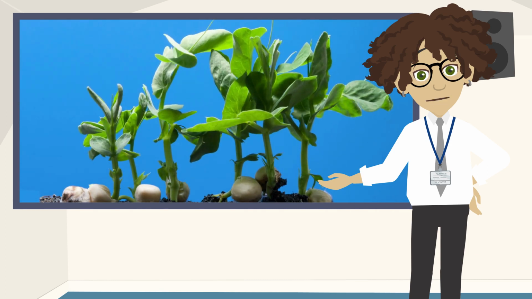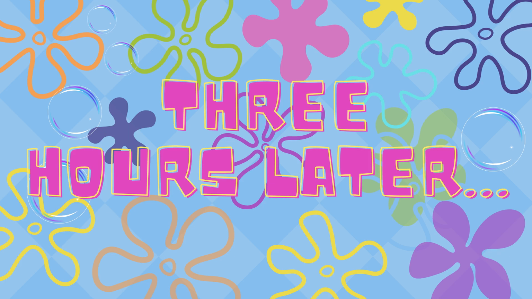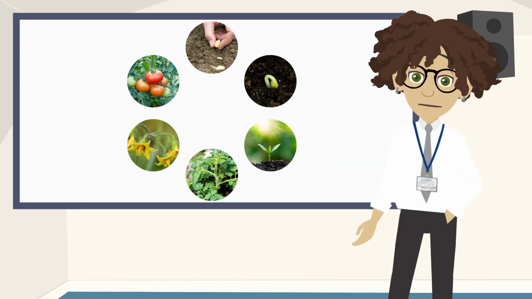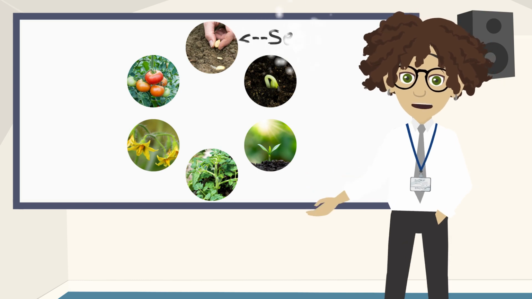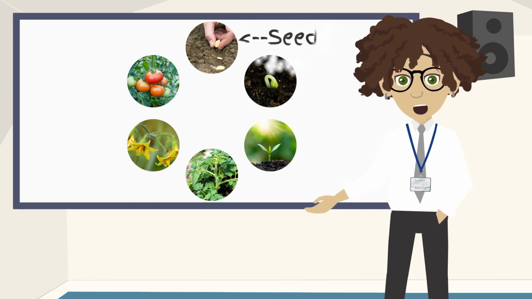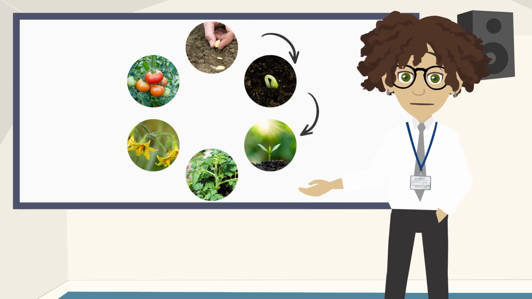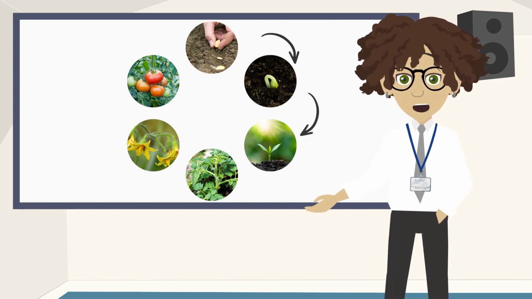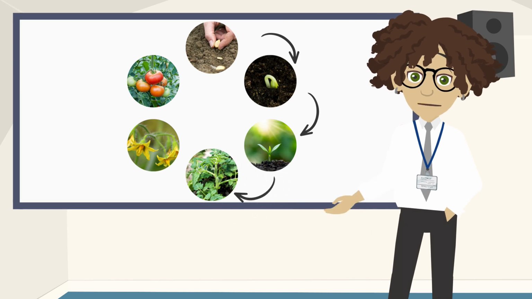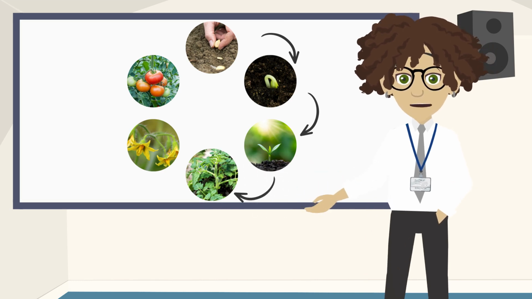Isn't it fascinating? Before we end this adventure, let's quickly review what we've learned about the mesmerizing plant life cycle. The cycle begins and ends with a tiny seed. When the seed is germinated, the seed begins to grow, and a seedling emerges and starts to photosynthesize. The plant undergoes a period of vegetative growth, focusing on building roots, stems, and leaves.